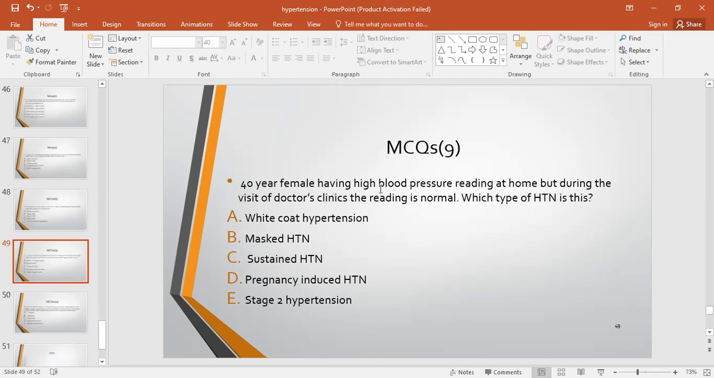A 40-year-old female has a high blood pressure reading at home, but during the visit to the doctor's clinic, the reading is normal. Which type of hypertension is this? White coat hypertension, masked, sustained hypertension, pregnancy-induced hypertension, or stage 2 hypertension. B. Beta is the right answer, masked hypertension.